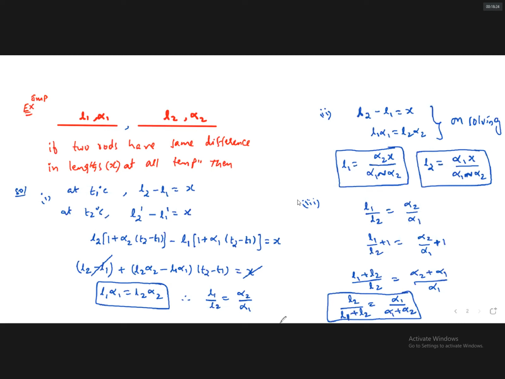So like this, L2 by L1 plus L2, we get alpha 1 by alpha 1 plus alpha 2. If you want to find L1 by L1 plus L2, we have to take the reverse of this. L2 by L1, we write it as alpha 1 by alpha 2. So here you get the alpha 2 term. L1 by L1 plus L2 is equal to alpha 2 by alpha 1 plus alpha 2, you get.